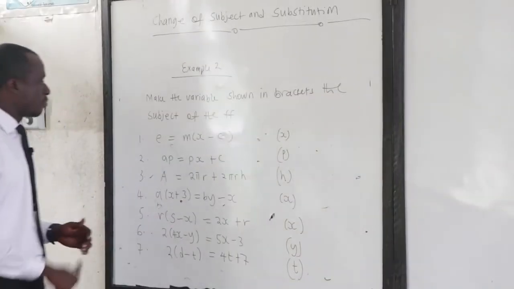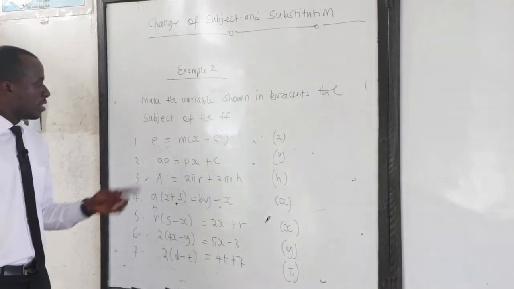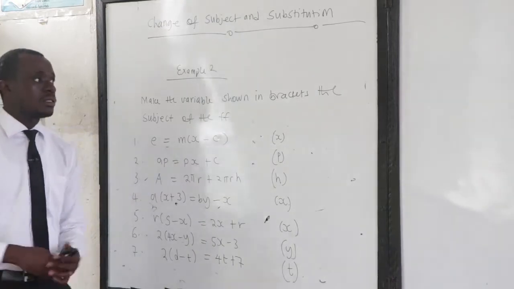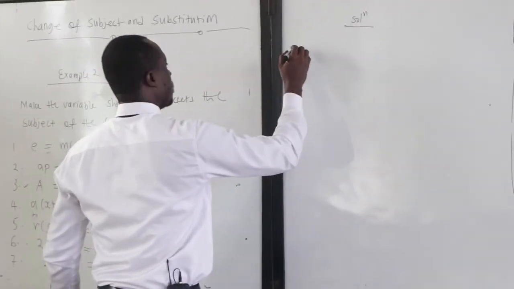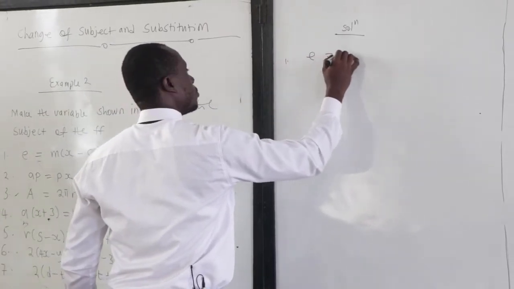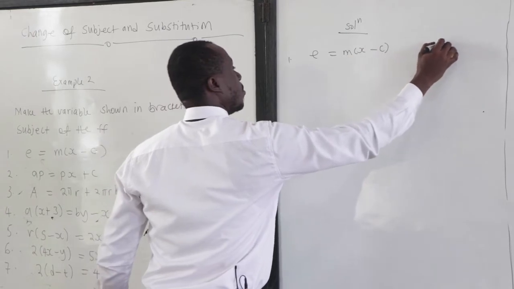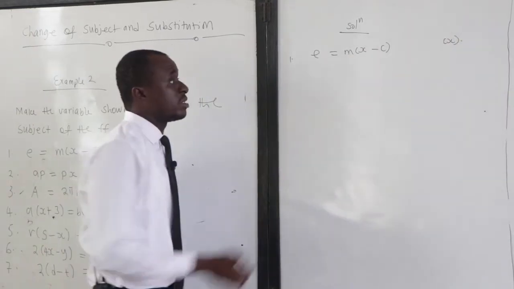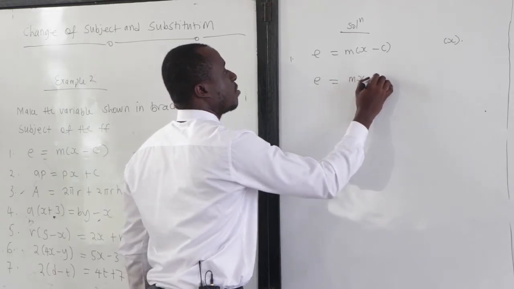Now let's consider example 2. It says that make the variable shown in brackets the subject of the following. The first one, we are being told to make x the subject. So we have e equal to m times x minus c. And we are being told to make x the subject. So we have e equal to mx minus mc.